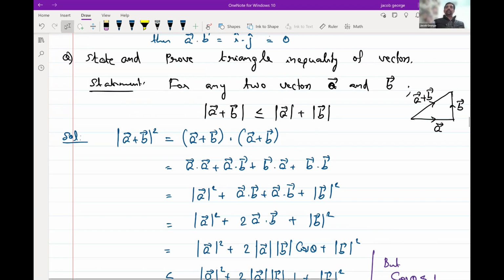Question is this one, state and prove triangle inequality of vectors. If any student wants to note down, please.